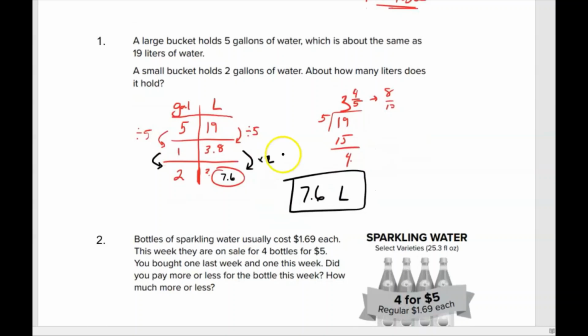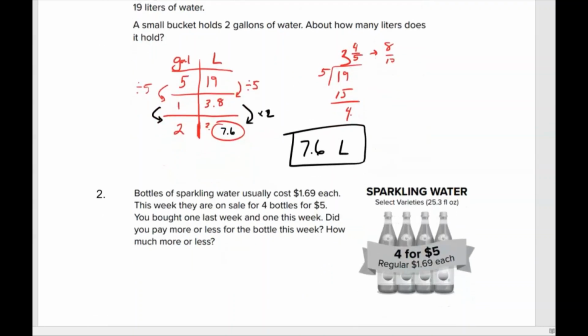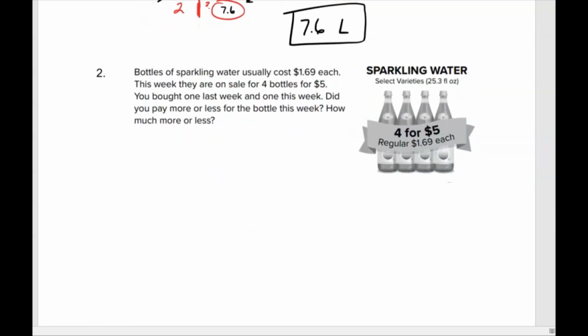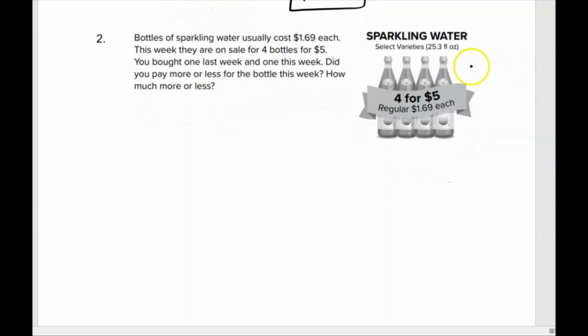Number 2 says bottles of sparkling water usually cost $1.69 each. This week they're on sale for 4 bottles for $5. You see that right here, 4 for 5. You bought 1 last week and 1 this week. Did you pay more or less for the bottle this week? And how much more or less did you pay?